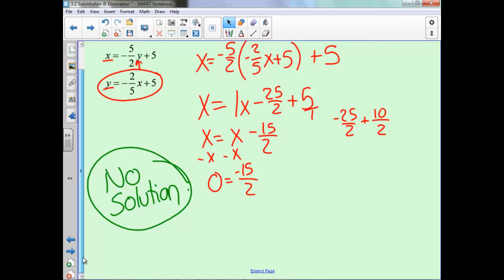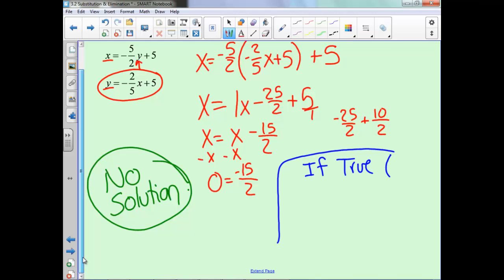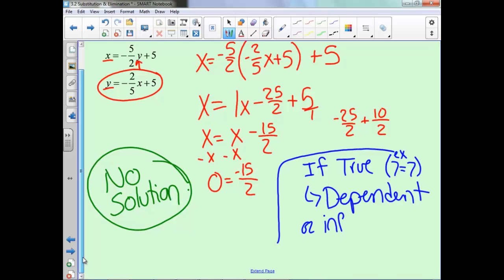Keep in mind, once again, though, if we'd gotten a true statement, such as 7 equals 7, then this would be dependent, or infinitely many solutions. And that is all for section 3-2.